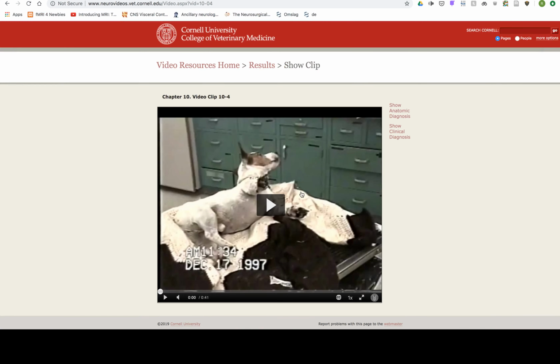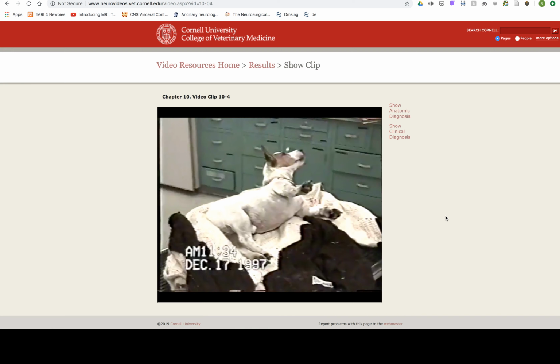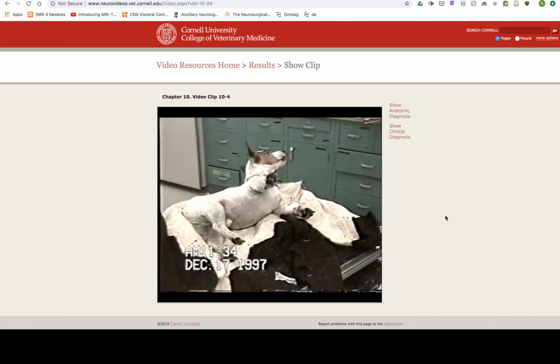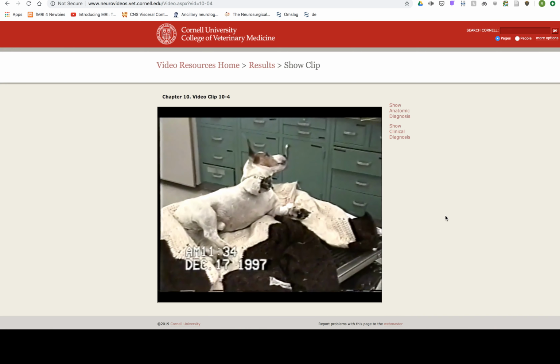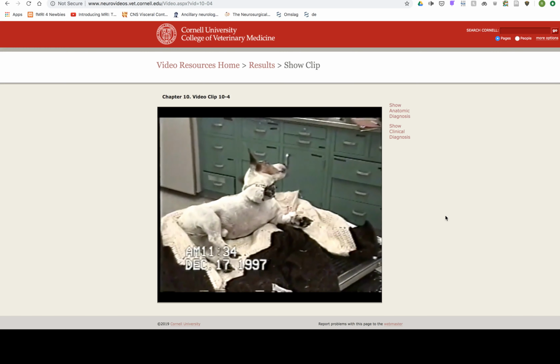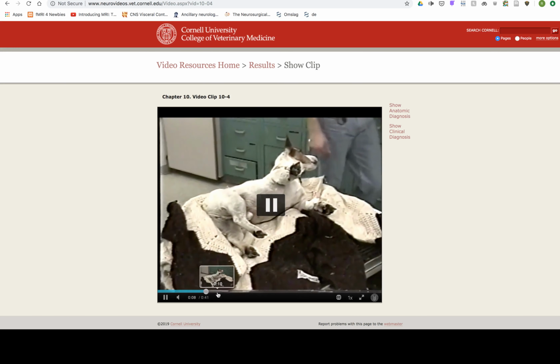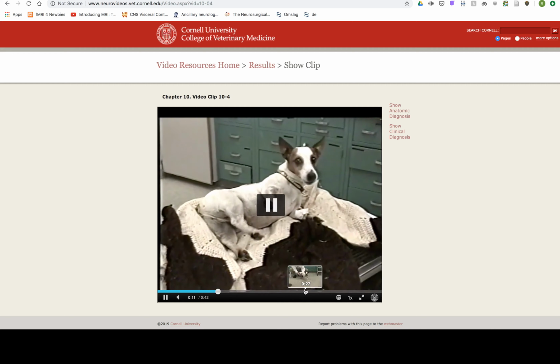Video 10-4 shows a 6-year-old Parson Jack Russell Terrier that had been struck by an automobile and suffered a moderately displaced fracture of the L3 vertebra and subluxation of the L3, L4 disc space. The video shows the radiographs. Note the clinical signs of Schiff-Sherrington syndrome but the absence of any spinal shock. In our experience, Schiff-Sherrington syndrome and spinal shock are rare in cats.